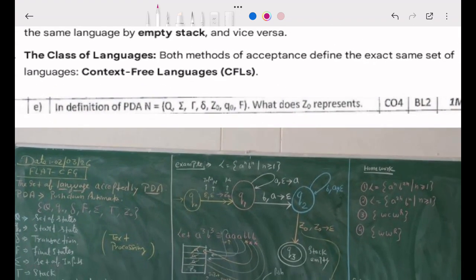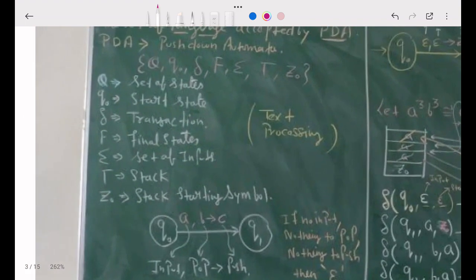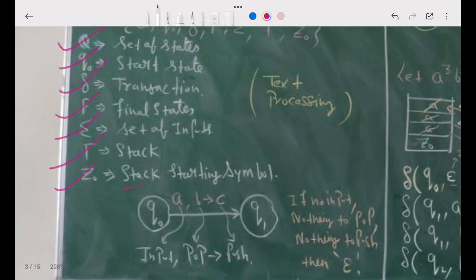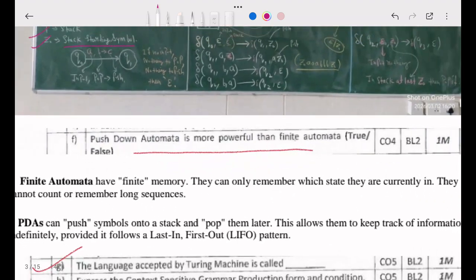Now the next question, what is he asking? In the definition of PDA, there are a total of 7 tuples, and what is the representation of Z0? In our class presentation, we already defined the meaning of Q as set of states, Q0 as start state, the transition function, and the final states, sigma as set of inputs, the stack symbols, and Z0 is the stack starting symbol. So we solved many questions during our class presentation. Here we are asking only a 1 mark question.